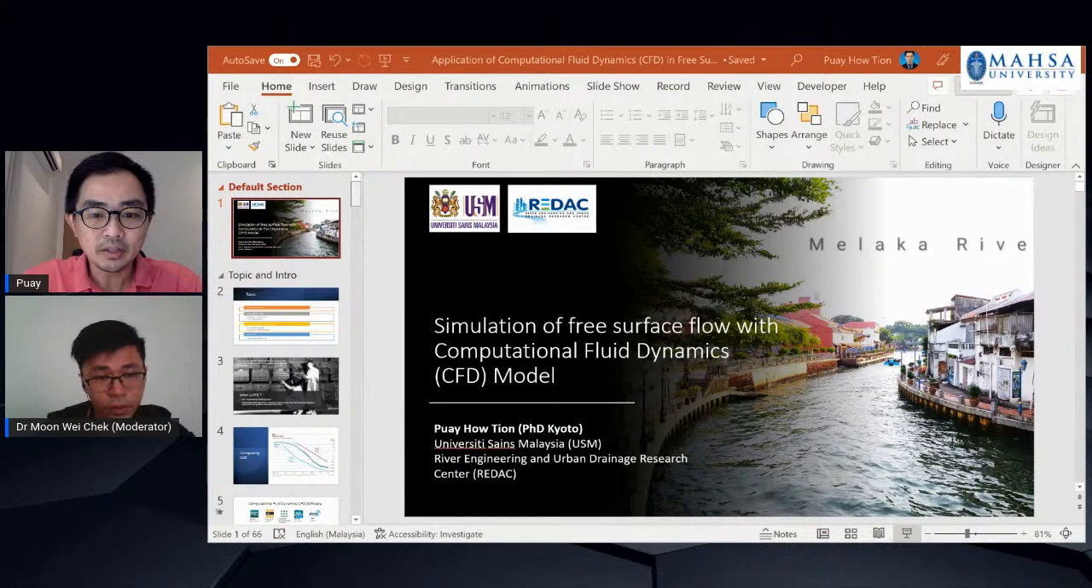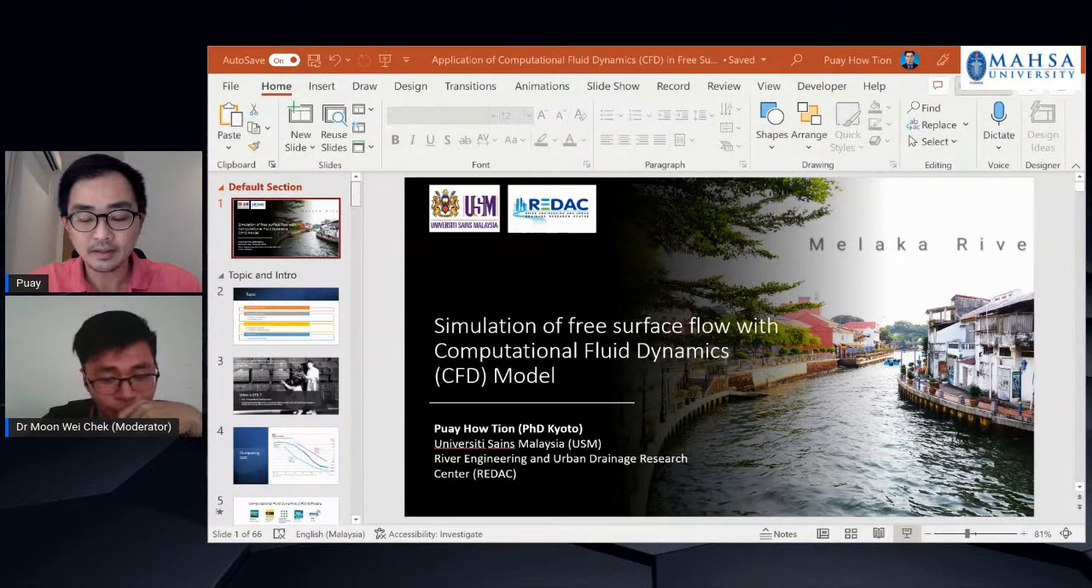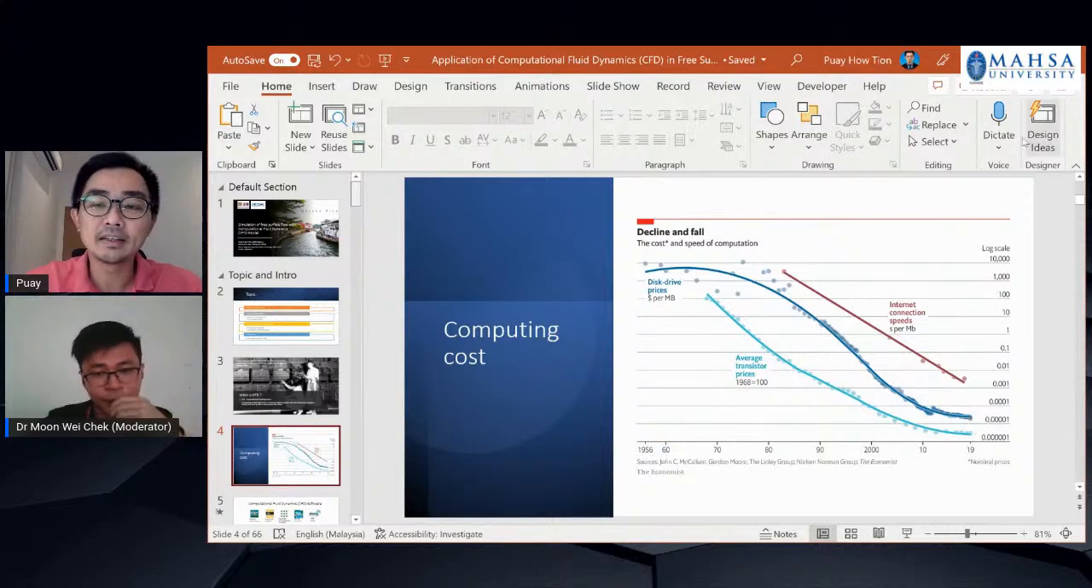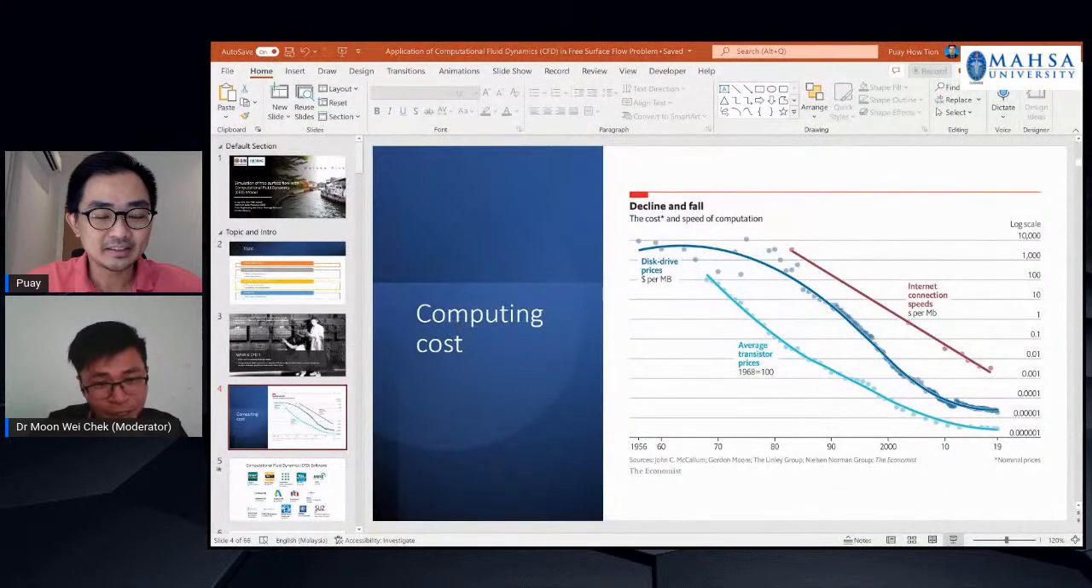So with the advancement of computers, especially in terms of... Sorry for interrupting, but the slide is not moving. How about now? It is now moving, yes. Maybe because of the lag in internet speed.